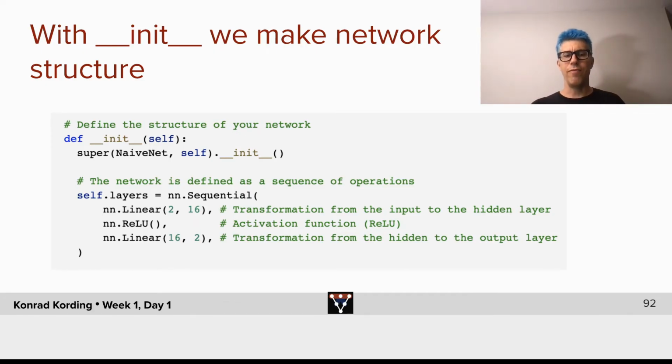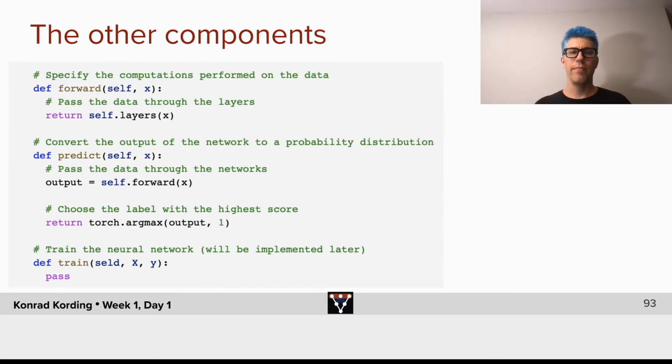Then we will have ReLU operating on the output of that, and then we have another NN.linear which goes from the 16-dimensional feature space we set up back into a 2-dimensional space. And this NN.sequential makes it very easy to set up this neural network. What else do we need?